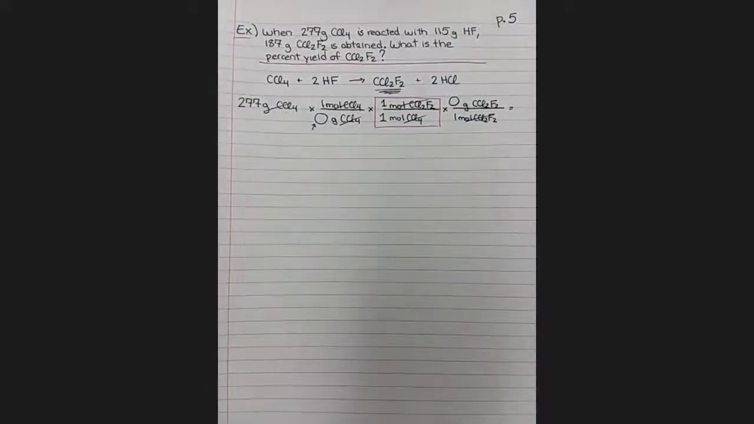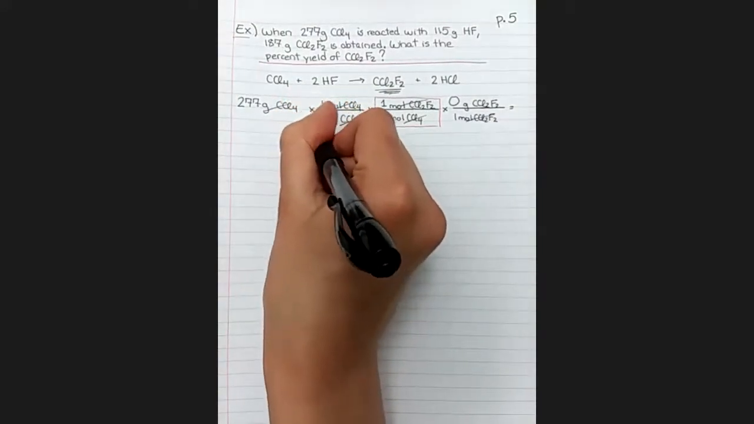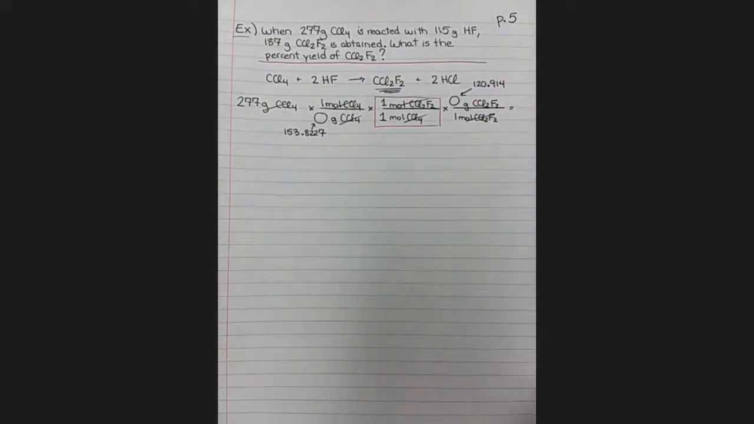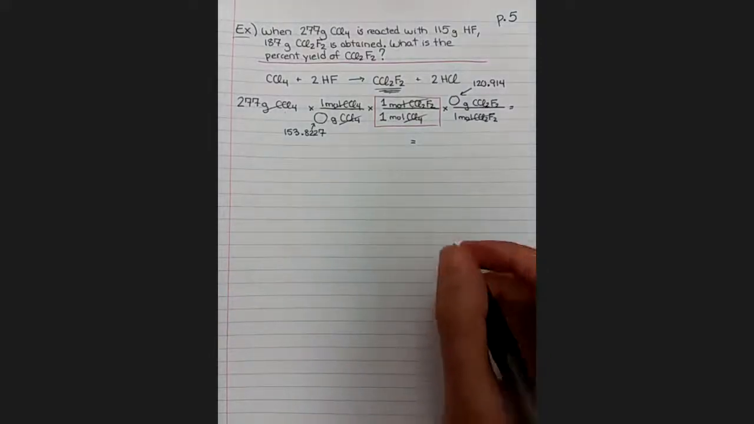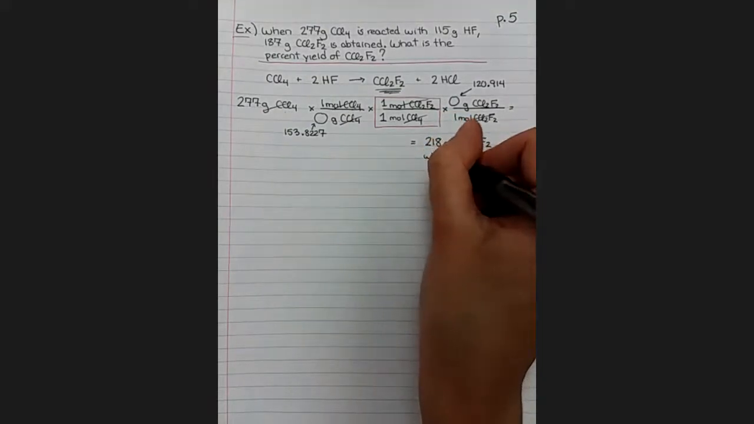I can calculate the mass of carbon tetrachloride as 153.8227 grams per mole, and the mass of this product as 120.914 grams per mole. So if we plug in 277 over 153.8 times 120.9, I got 218 grams of difluoromethane is produced. That's when all of the carbon tetrachloride is used up.